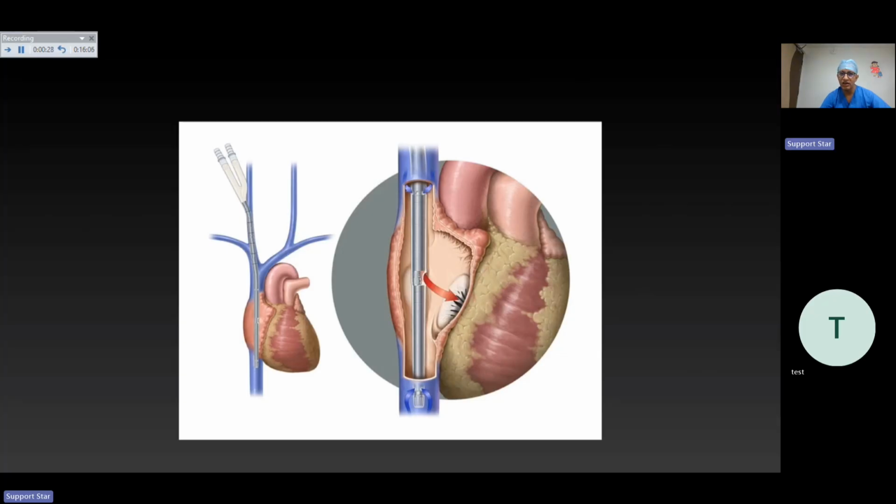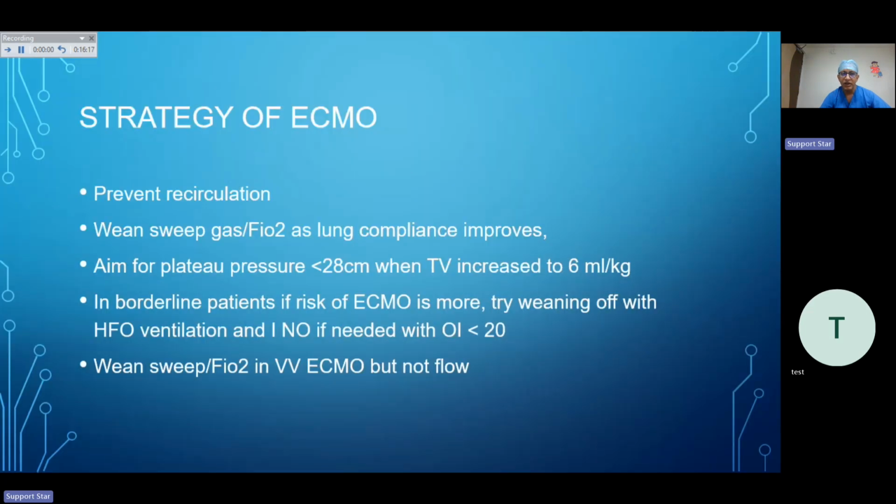So currently it's not being done in neonates, because it's more challenging for neonates. So hopefully we'll get a better one in the future with good positioning and all that.